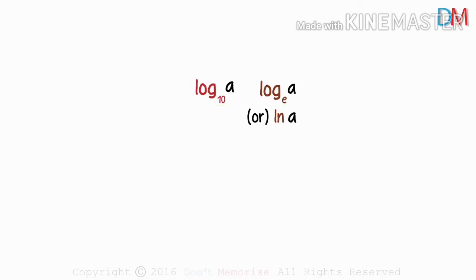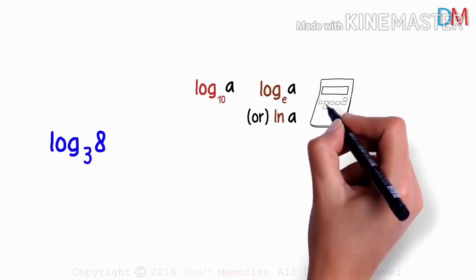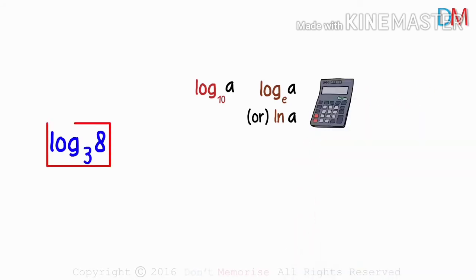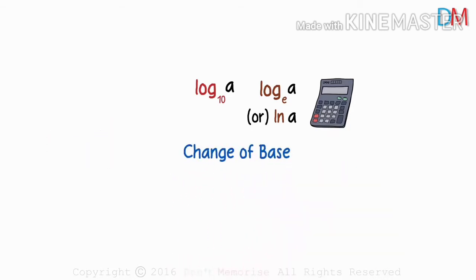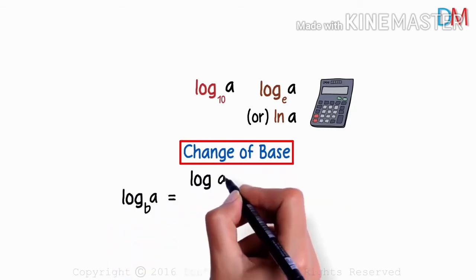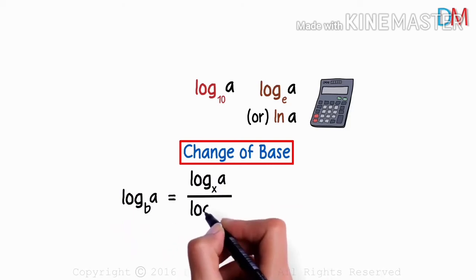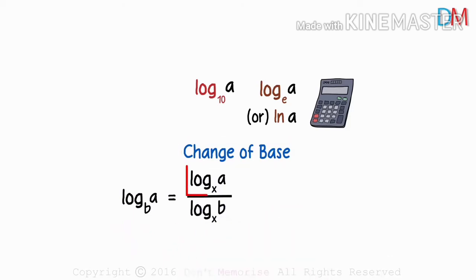So what would we do if we are asked to find the value of log 8 to the base 3 using a calculator? We can't find this value, right? That's where the change of base formula comes into the picture. The change of base formula states that log of a to the base b can be written as log of a to the base x over log of b to the base x. Log of a to any base x over log of b to that same base x. The bases in the numerator and the denominator should be the same.